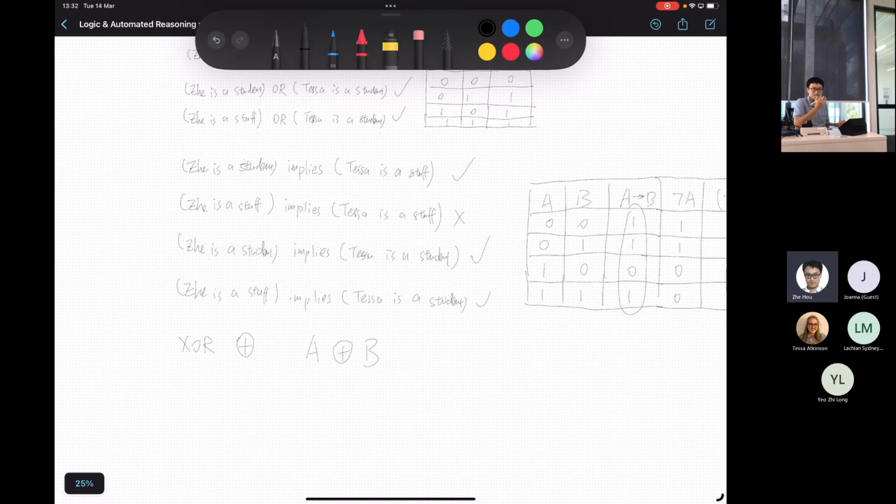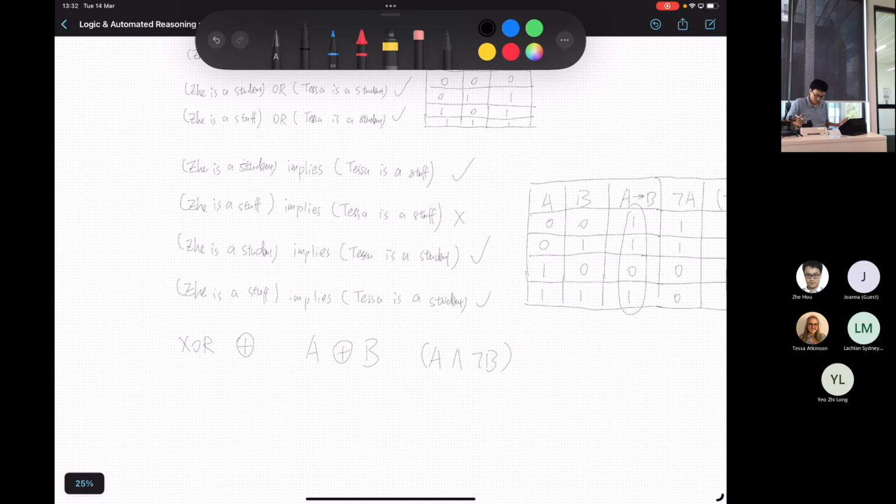So being exclusive, that means either A is true or B is true, but not both. Cannot be both. All right. So that means you've got two cases. The first case is A is true, but B is not true. Correct? So how do we express that in our logical language? A is true and B is not true. Right? A and not B. A is true and B is false.